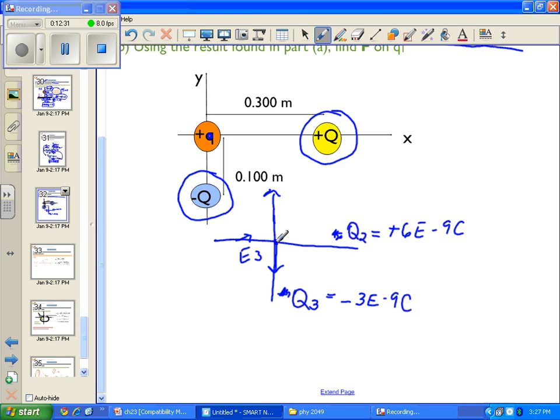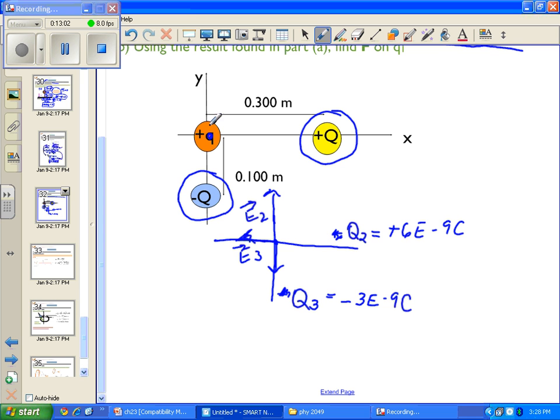Well, because Q2 is positive, this proton is going to feel repulsed by Q2, and I'll put my little vector there for E3, and therefore it will feel a force away from Q2. That then determines the direction of the electric field at the origin due to Q2 as a source charge. Any other charges there that could be source charges?